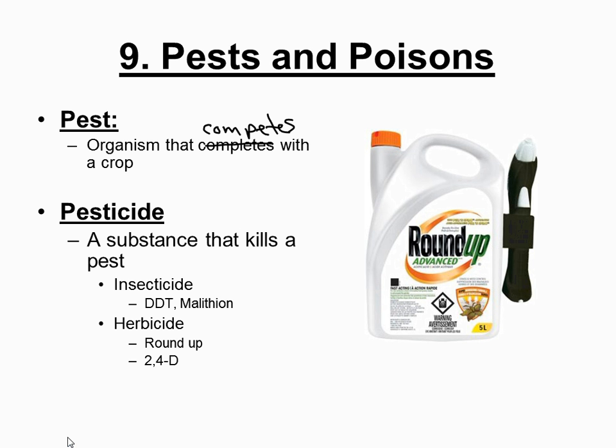We could be talking about weeds competing for space. We could be talking about bugs. I guess they're not competing, but they're eating. They're using the plant for food, and therefore destroying it before it can ripen. A pesticide is a substance that kills a pest. So pesticides can be insecticides for killing insects, for killing bugs. They can be herbicides, all right? And I've left out some of the others.